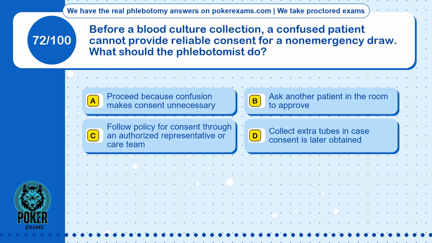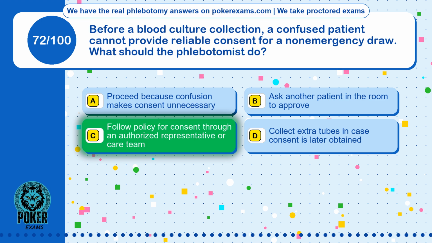Question 72. Before a blood culture collection, a confused patient cannot provide reliable consent for a non-emergency draw. What should the phlebotomist do? Option A, proceed because confusion makes consent unnecessary. Option B, ask another patient in the room to approve. Option C, follow policy for consent through an authorized representative or care team. Option D, collect extra tubes in case consent is later obtained.